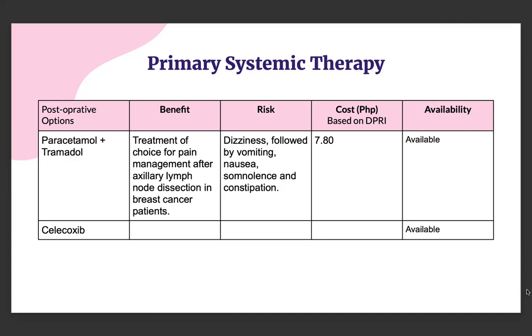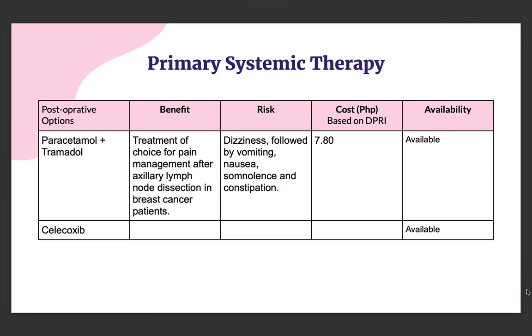Next would be the post-operative options. So the patient can take paracetamol plus tramadol, where tramadol is the treatment of choice for pain management after axillary lymph node dissection in breast cancer patients. However, the risk would be dizziness followed by vomiting, nausea, somnolence, and constipation. And then this is also available in pharmacies. This is 18 pesos per 18 milligram capsule.